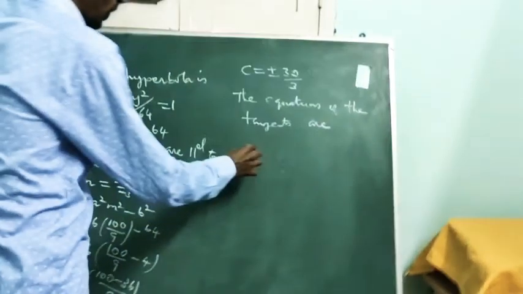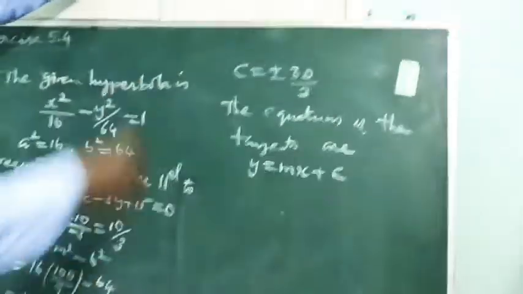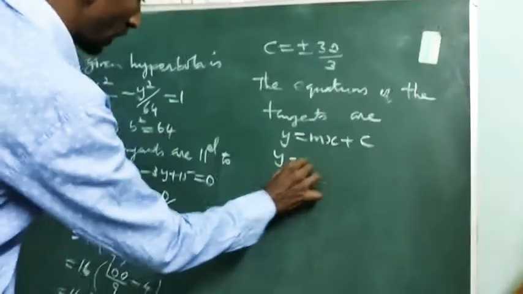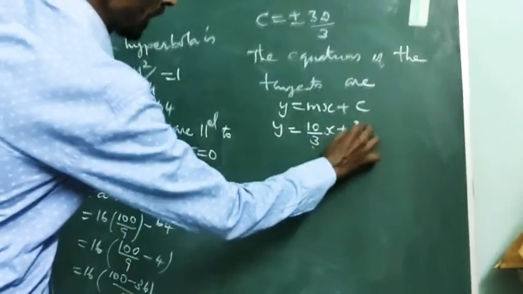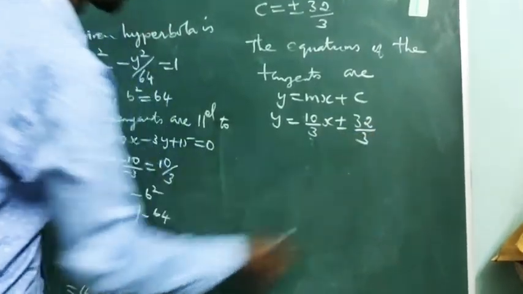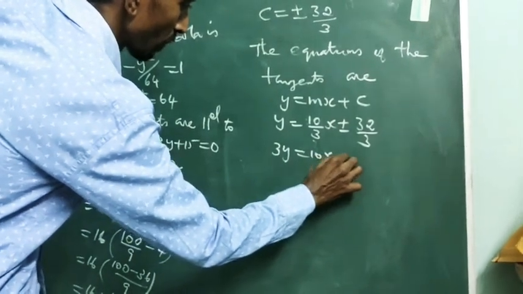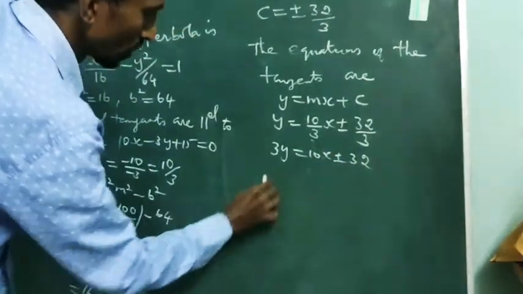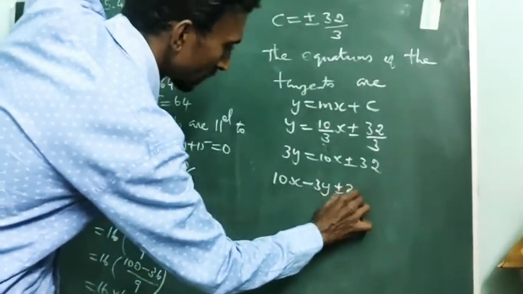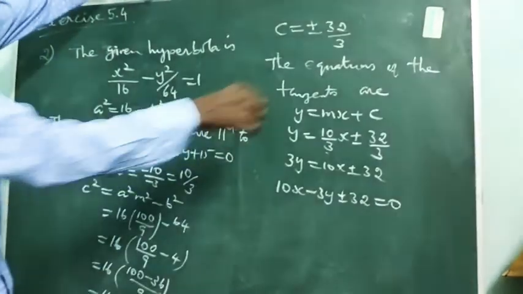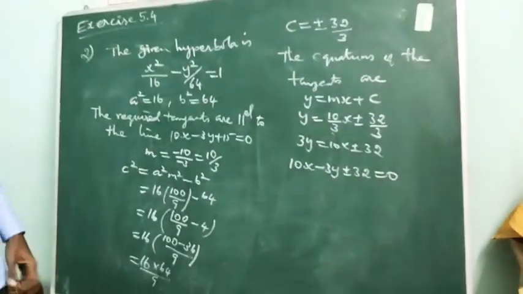already we have the formula y equal to mx plus c. If we put directly here, y equal to the m value, already we know 10 by 3 x plus or minus 32 by 3. Just take the LCM. 3y equal to 10x plus or minus 32. So 10x minus 3y plus or minus 32 equal to 0. If we consider plus, we get the first tangent; minus, the second tangent. That is the answer for the second question.